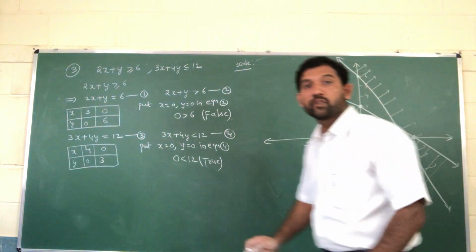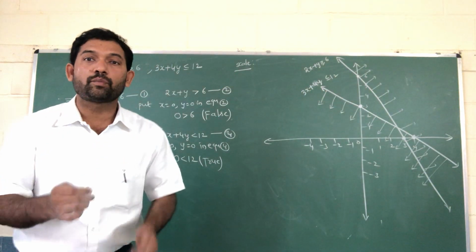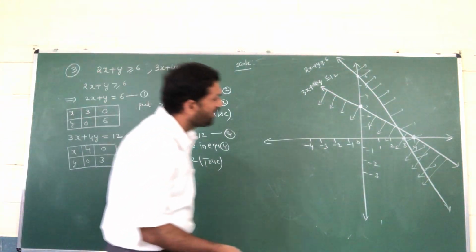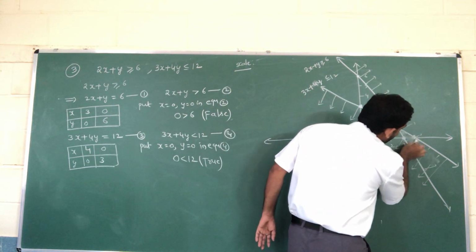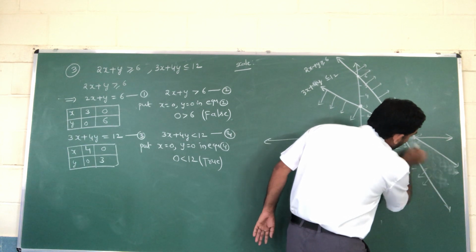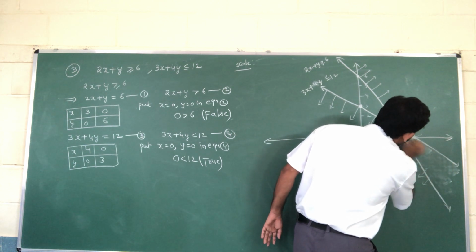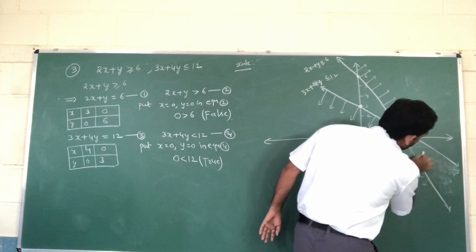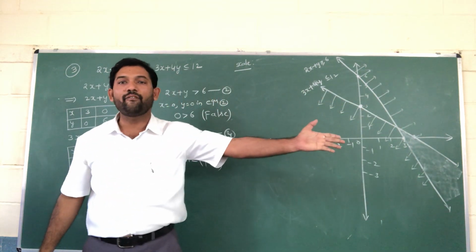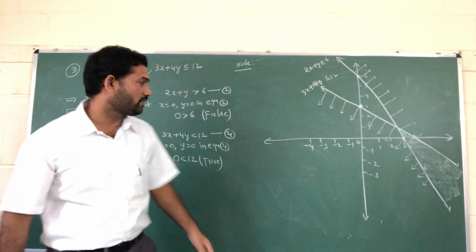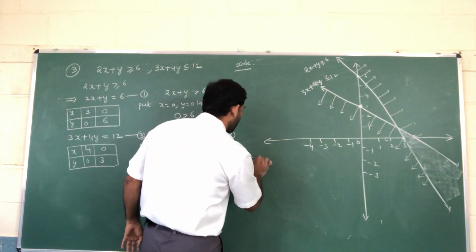Now you see, both curves, both lines, were intersected here only. Here, intersected. That is our solution set, the shaded region.